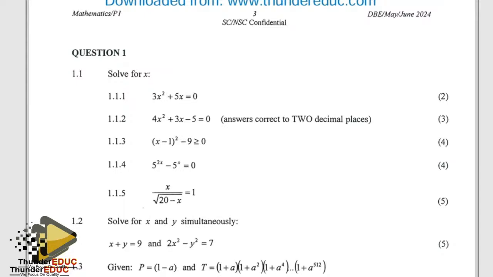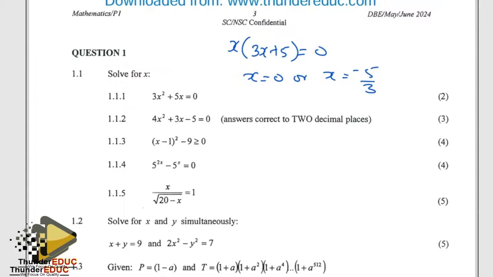So looking at 1.1.1, it's just 2 terms that we are dealing with. So in this case, we just have to take out what is common. Okay, remember it's a quadratic. So if I take out the x, I'll be left with 3x plus 5 is equal to 0. And then I'll use the zero product, which means x is 0, or my x is going to be -5 over 3. So those are the 2 marks or the 2 answers for that first part.